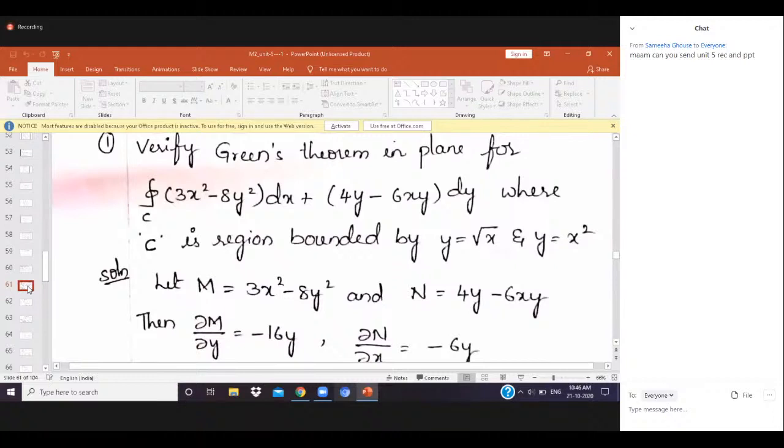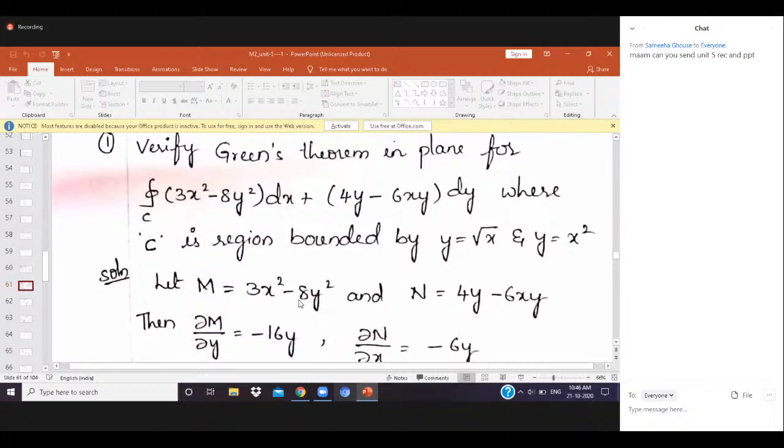So first of all, in a verification problem we are evaluating both sides, so that you are able to understand how to evaluate the surface integral and the line integral in this problem. Okay, Green's theorem application. Verify Green's theorem in the plane for the integral over C of (3x² − 8y²) dx + (4y − 6xy) dy, where C is the region bounded by y = √x and y = x². So first of all, we compare this with the integral over C of M dx + N dy.